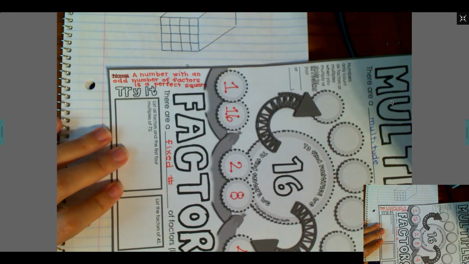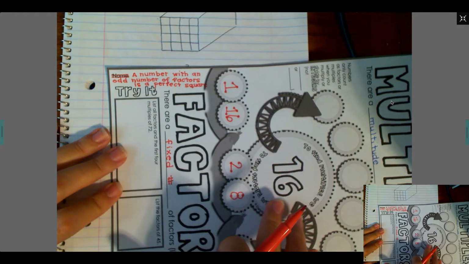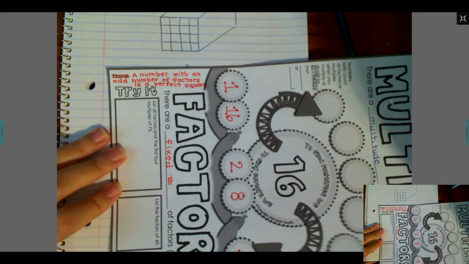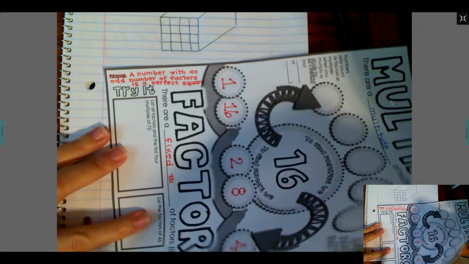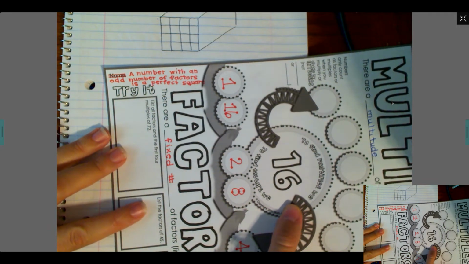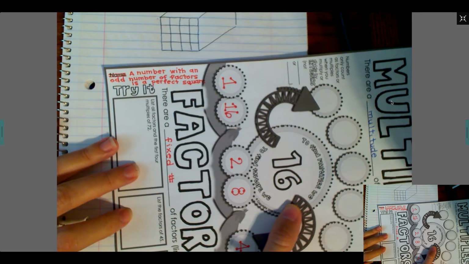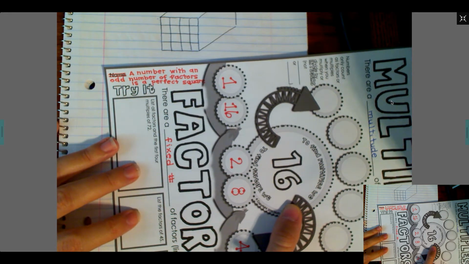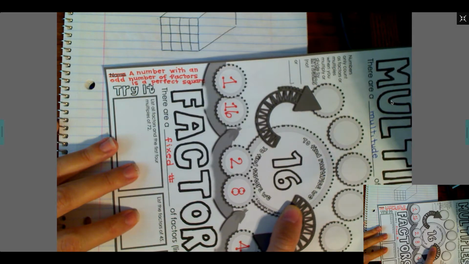It is a perfect square, meaning that I have one factor that multiplied by itself will give me the number that is the product, in this case, 16. So 4 times 4 will give me 16. And there are an infinite number of squared numbers because I can do 2 times 2. That gives me 4 as a product. That is a squared number. I could choose the number 11. 11 times 11 is 121. 121 is a squared number.